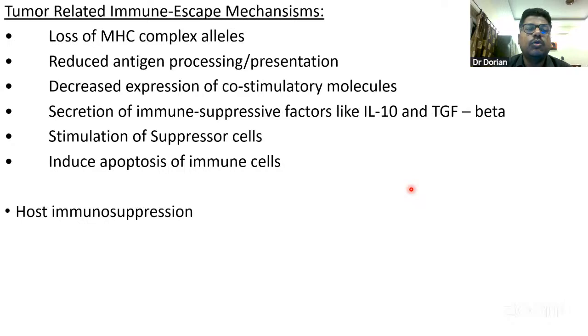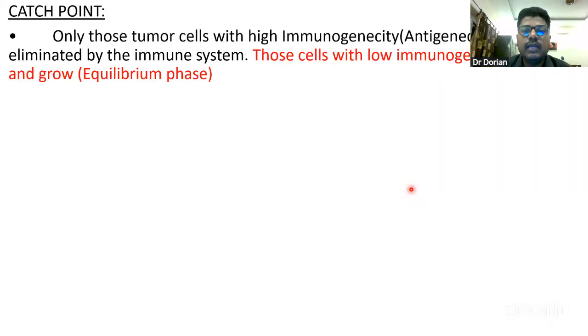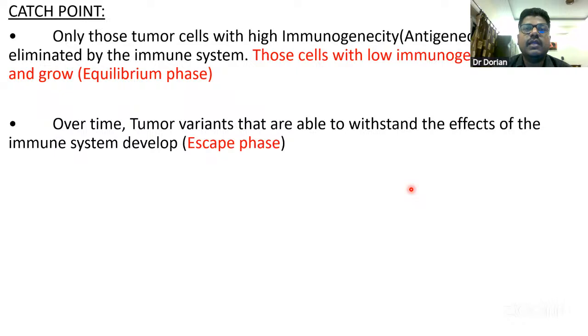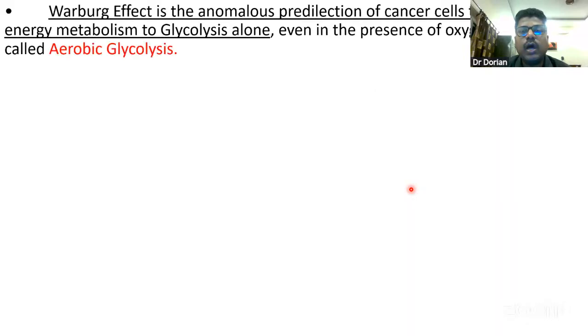So what are all the mechanisms? They are given here. You need not know. So this is immunoediting. The phases are elimination phase, equilibrium phase, and escape phase. 3 phases are there. Potential MCQ. The next is the Warburg effect.